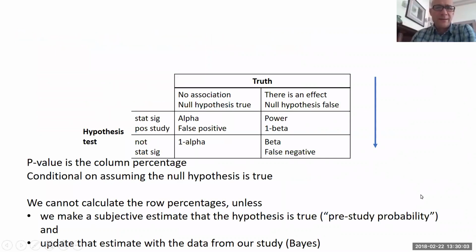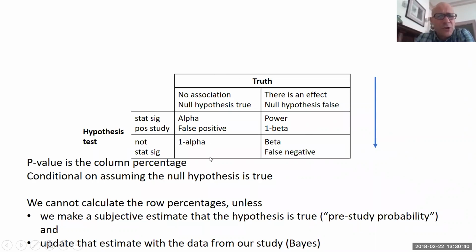Now, the second sub-step is to consider the pre-study probability. What do I mean by that? Well, this is a 2x2 table, which I'm sure you've seen before, a 2x2 table for a hypothesis test. All probabilities are conditional or contingent on assumptions. So what assumptions is the p-value contingent on? One critical assumption, the only way we can proceed to calculate the p-value, is that we have to assume that the null hypothesis is true. So essentially the p-value is the column percentage.